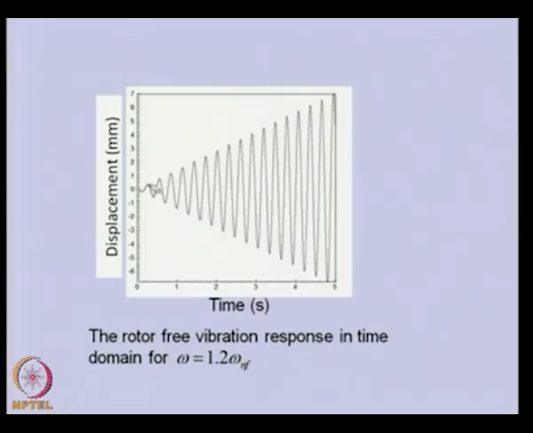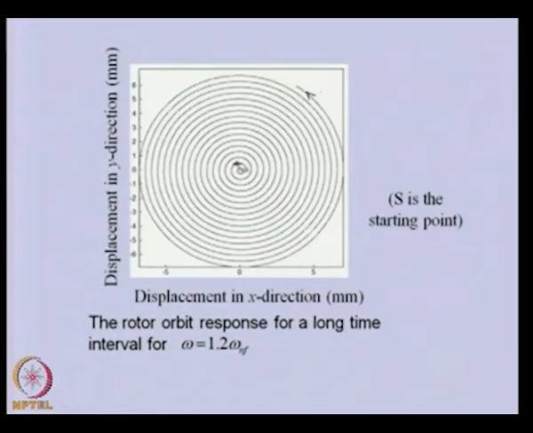For a given initial disturbance, the amplitude grows with time. Here also you can see it is gradually increasing. So, this is the orbit plot. This condition is giving us the instability when we are operating the rotor at 1.2 times this.